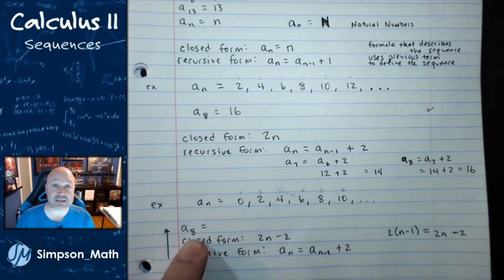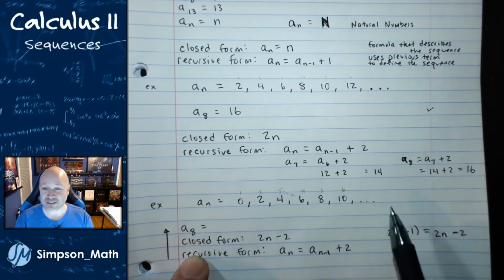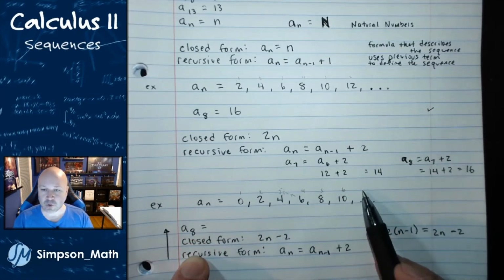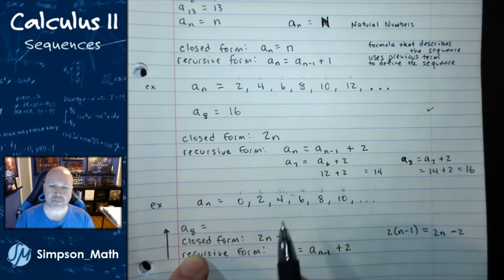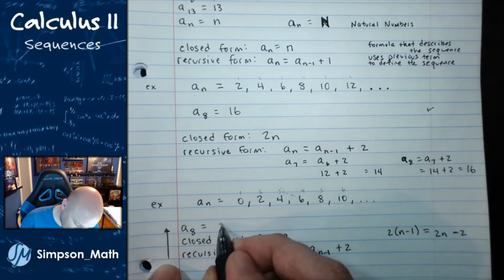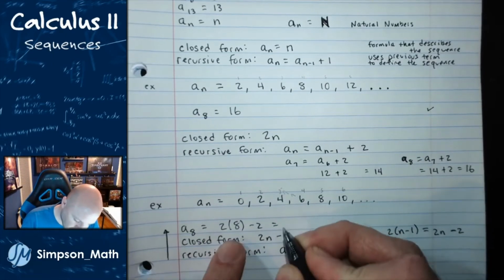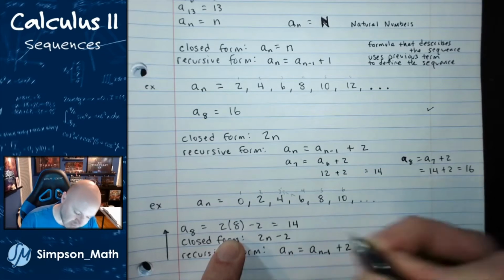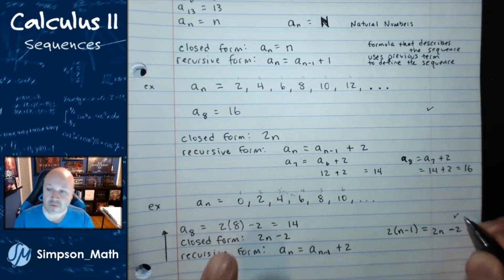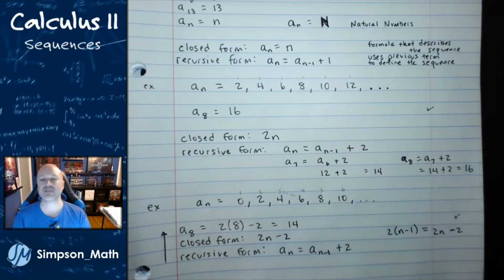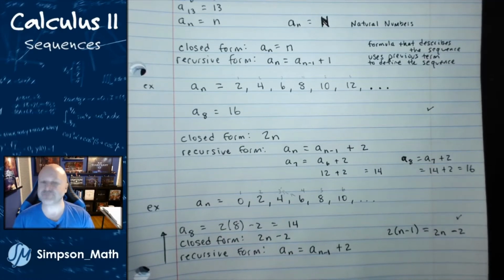So if I want to find the 8th term of the sequence, the recursive form would require the 7th, which I suppose is 12, so I would get 14. The closed form would be to take 2 times 8 minus 2. 16 minus 2 is 14. They both agree. 14 must be the 8th term of this sequence.